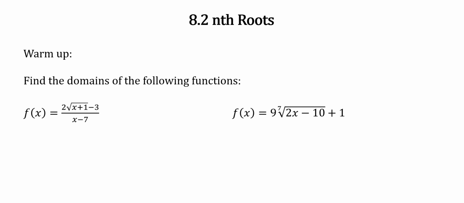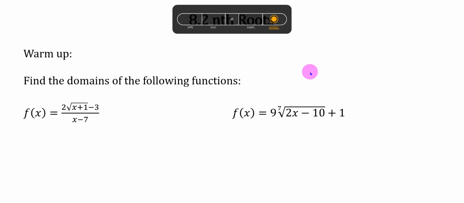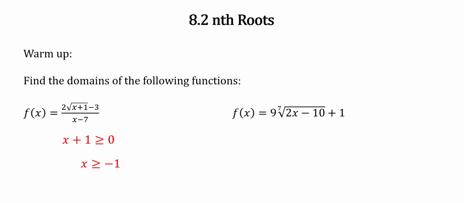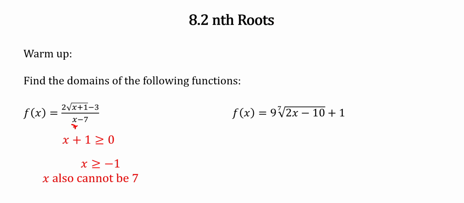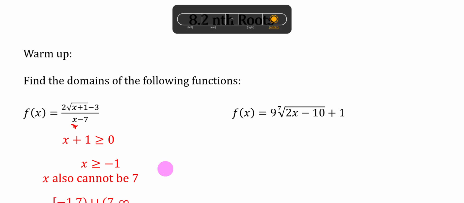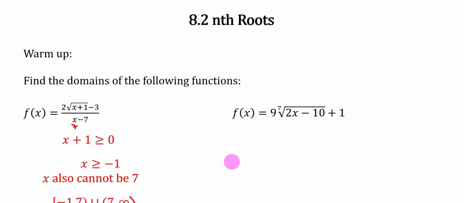Okay, so here's some warm-ups from what we did the other day. So the first one here, you're going to set the radicand x plus 1 greater than or equal to 0. Subtract 1, but x cannot be 7. So we need to get rid of that. So we're going to go from -1 to 7, skip 7, and then move on. And there should be a nice parentheses right there.